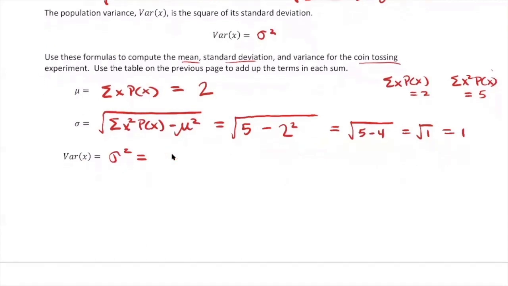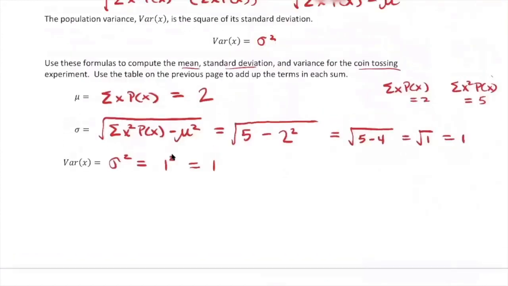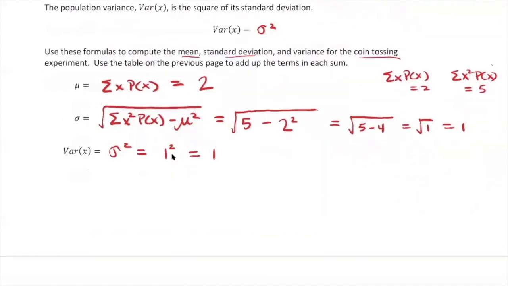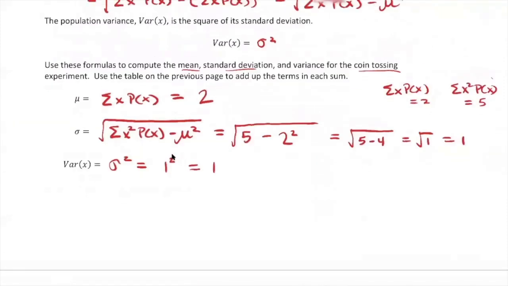Variance is the standard deviation squared, so this will be 1 squared. So the variance is 1. Variance is important in the next section of the material. Okay. Let's see. Okay, I'm just waiting to see if anybody's got questions right now.